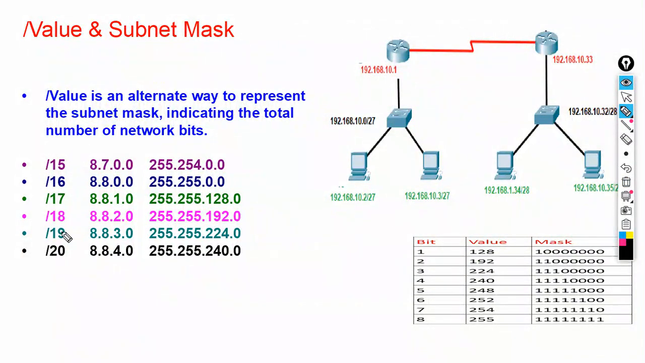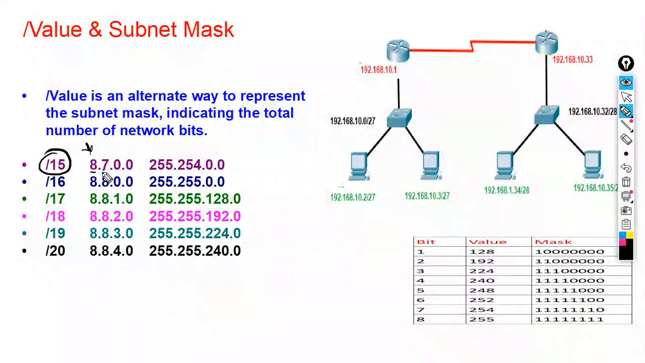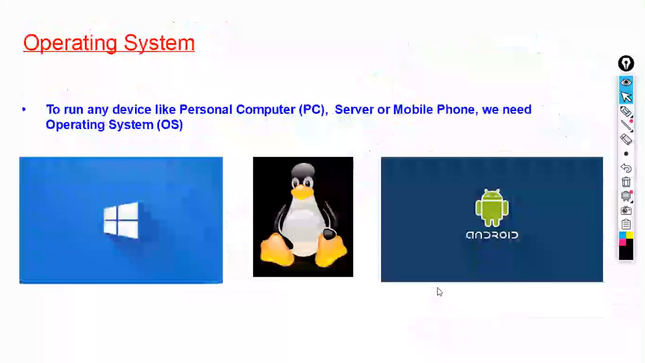Let us take another example, then we will move forward. Let us say we have the slash value 15. Maximum 8 ones we can write in each portion. So 8 ones, and how many ones are remaining for 15? 7. So 8 plus 7 is 15. 8 ones means 255, 7 ones means 254.0.0. This is how you will convert the slash value into subnet mask. Clear guys? Any doubt, any confusion till now?